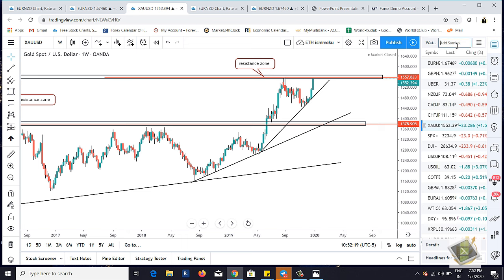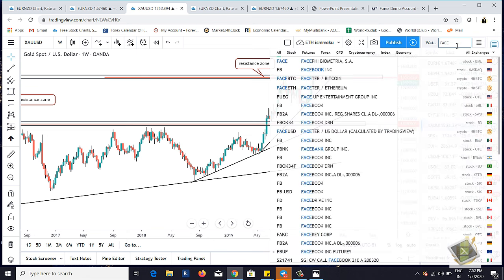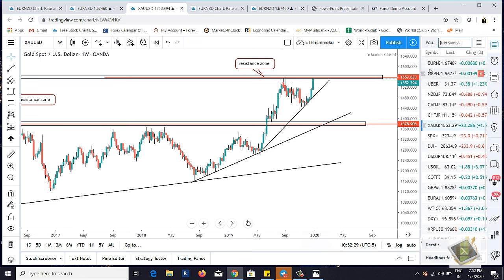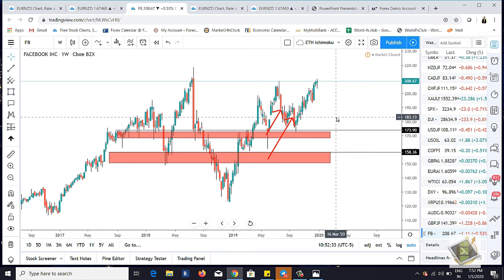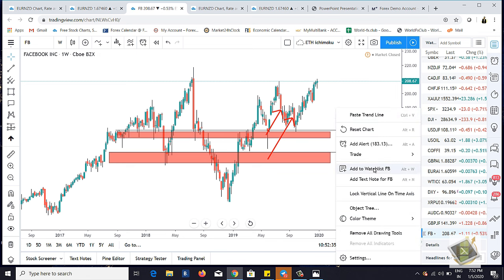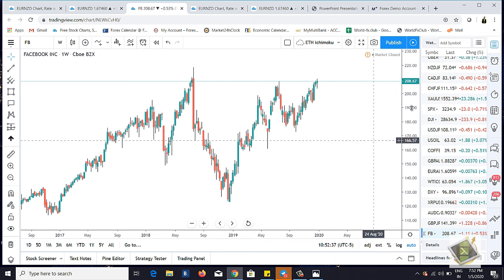Let's try to analyze any stock. Which company do you like? You like Facebook? Okay, let's do it for Facebook. So Facebook, FB. Okay, I have done some analysis, so I deleted the mobile drawing tools.